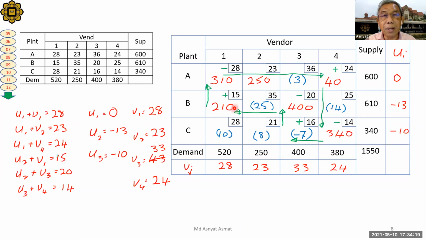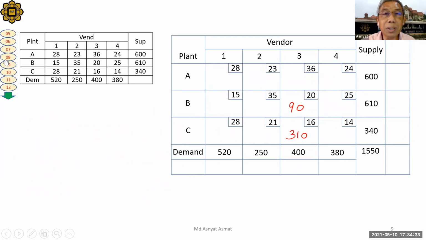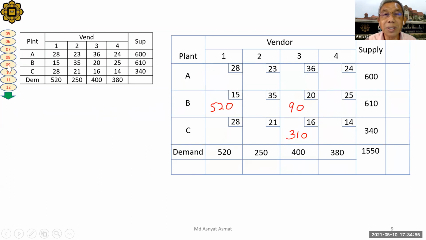And then we add 310 to 210. 520. We write 520 here. And then we deduct 310 from 310. Nothing left, right? So it becomes nothing. We don't write anything here.